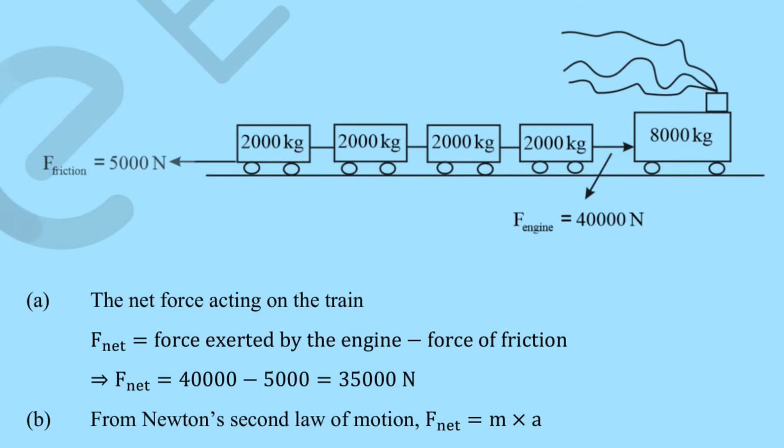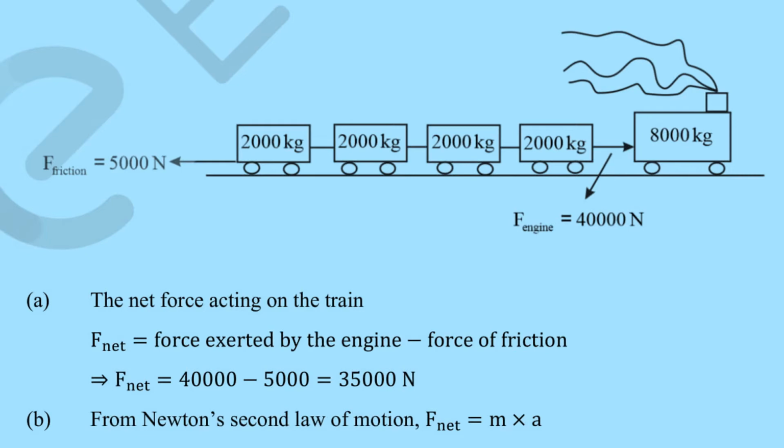So the first part, the net force acting on the train, which is the difference between the force exerted by the engine and the force of friction. That means the force exerted by the engine is pulling the train forward, but the force of friction will be opposing that motion. Both are acting in different directions. So you have to subtract the force of friction from the force exerted by the engine. So that will be the net force acting on the train. So the answer is 40,000 minus 5,000, which is equal to 35,000 Newton.